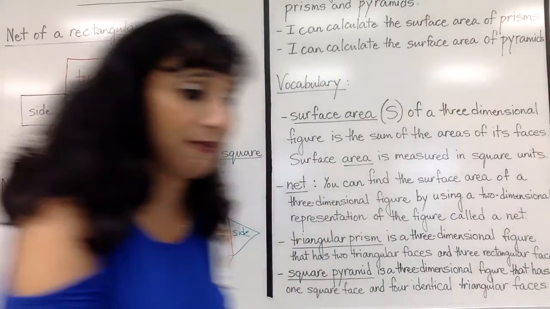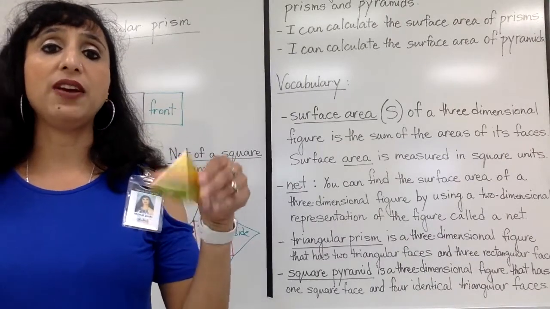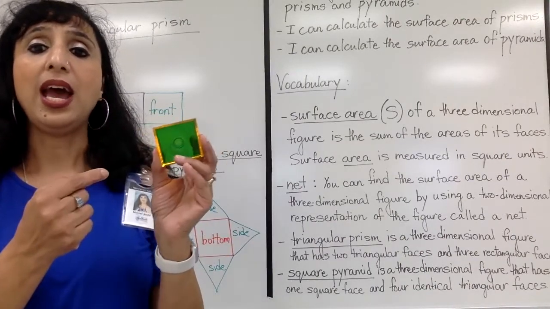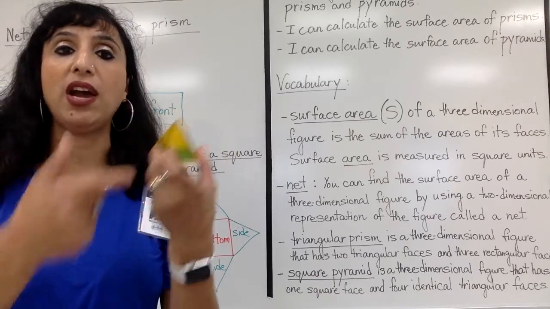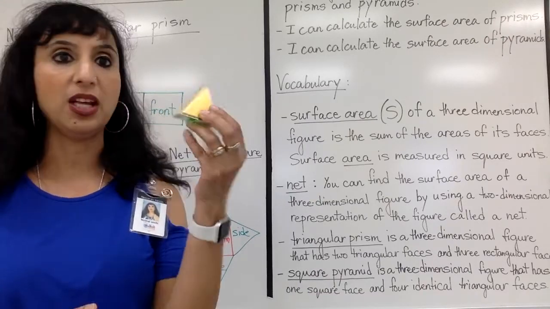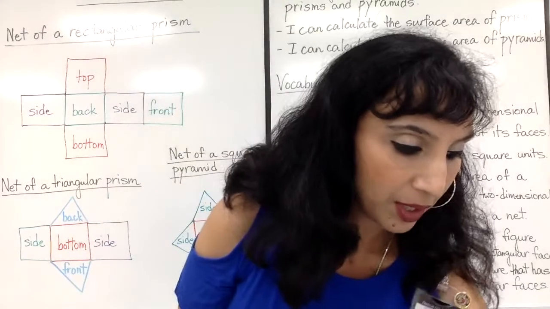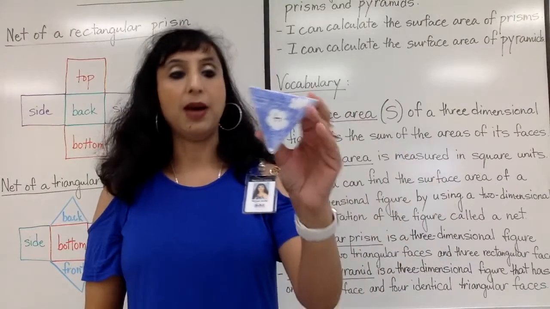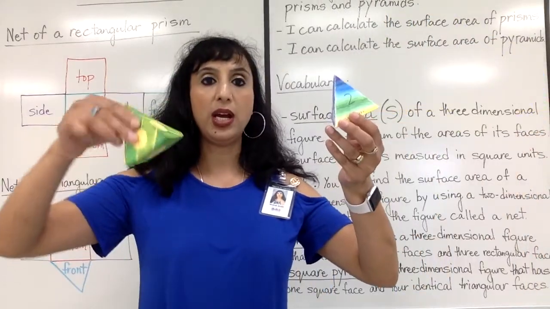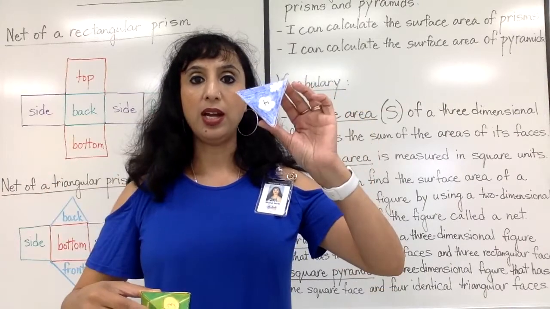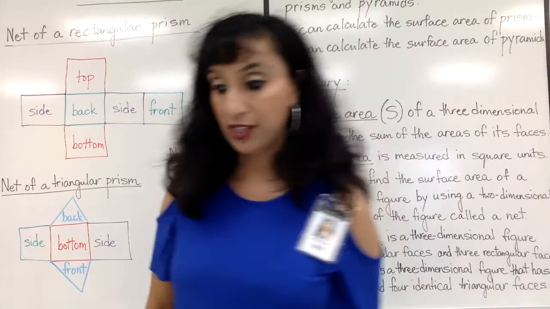And then you have a square pyramid, which is a 3-dimensional figure that has 1 square face, and it has 4 identical triangular faces. This is really, I mean, they're all easy to calculate, but this is the easiest. Okay, so these are made by students in the past. This is a square pyramid. Triangular pyramid, you know, so all that fun stuff.